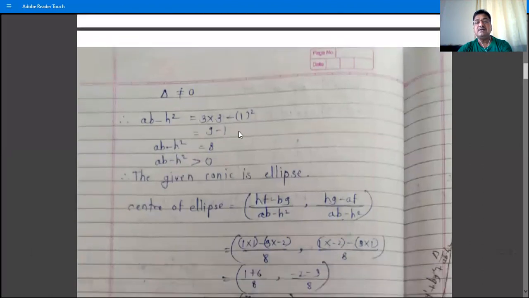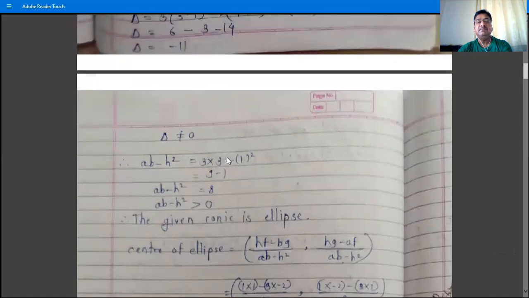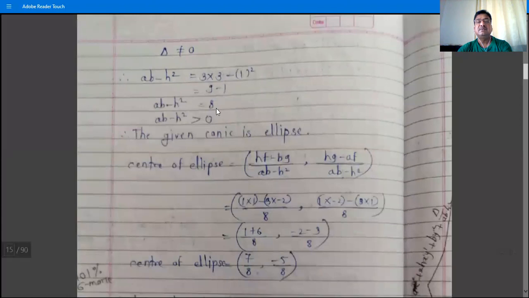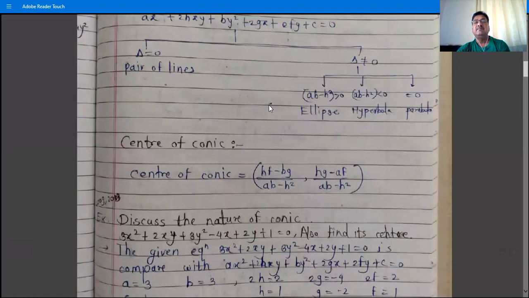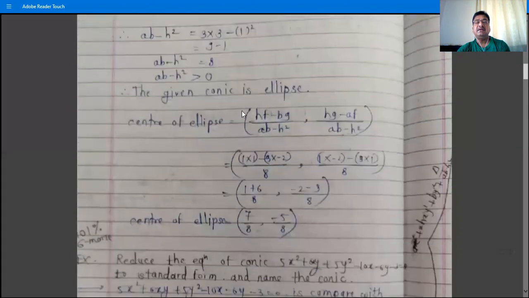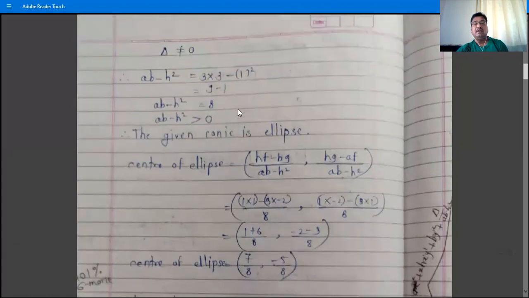So what is ab minus h square? a is 3, b is 3, and h is 1, its square. So 9 minus 1, that is 8. And so this quantity is greater than 0. ab minus h square is greater than 0, and therefore the given equation represents an ellipse. Because if delta is not equal to 0 and if ab minus h square is greater than 0, then the given equation represents an ellipse. Therefore the given conic is an ellipse.